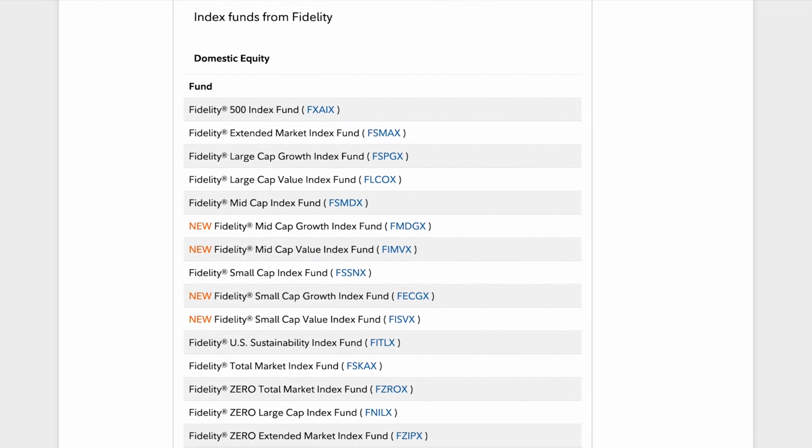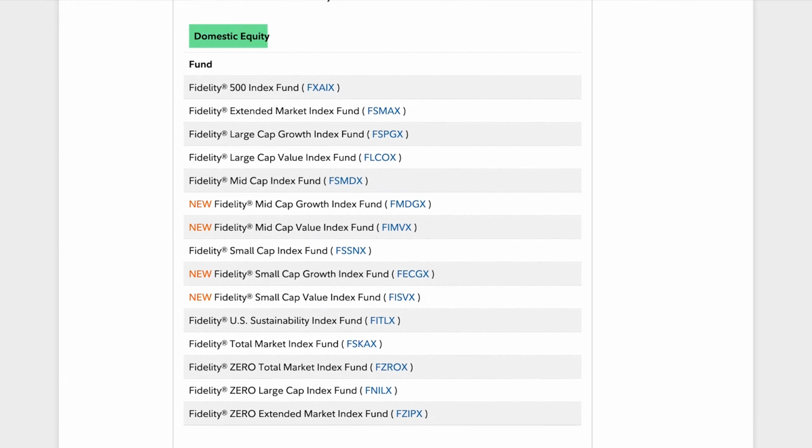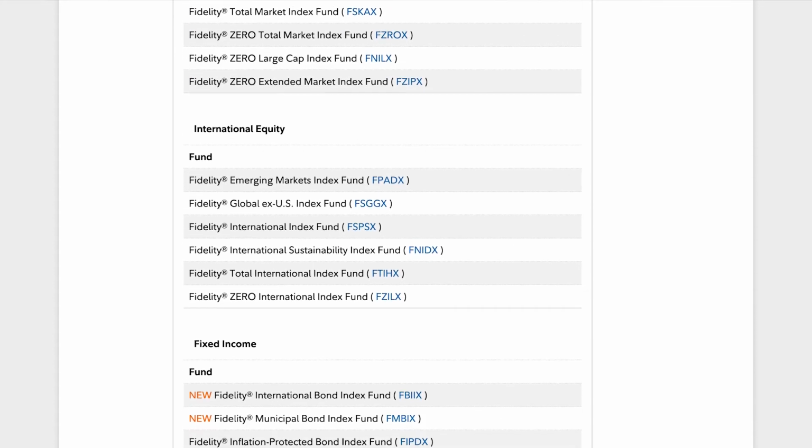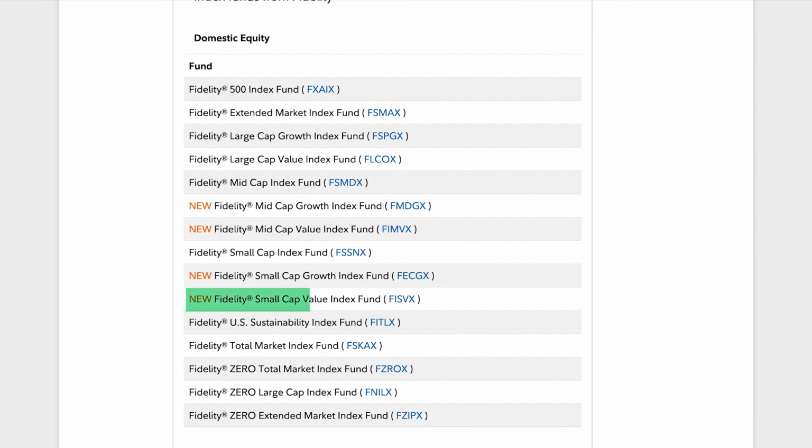can buy. As you can see, they've got plenty of options from domestic equities, which basically means US shares, to international markets as well. Looking at the domestic ones, they've got plenty of types within it, like small cap, meaning companies with a small market capitalization or market value, all the way to the biggest out there, which is the 500 one. So let's click on that one.